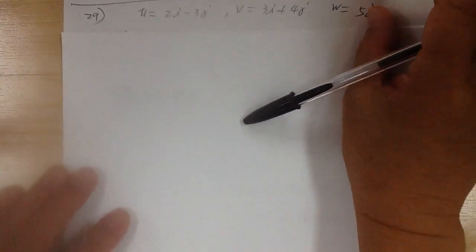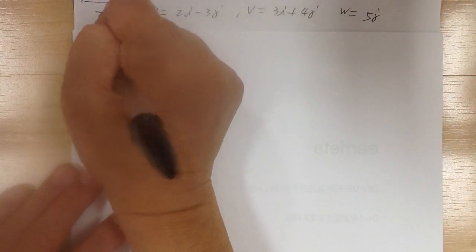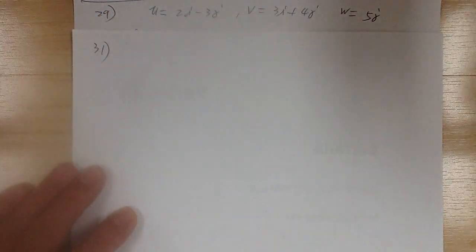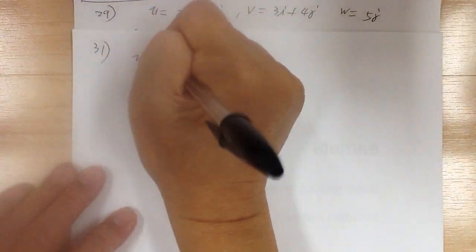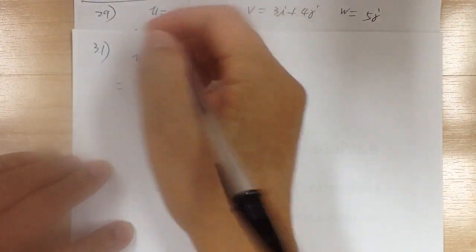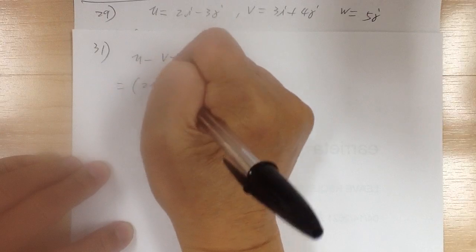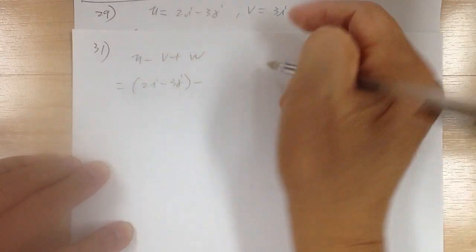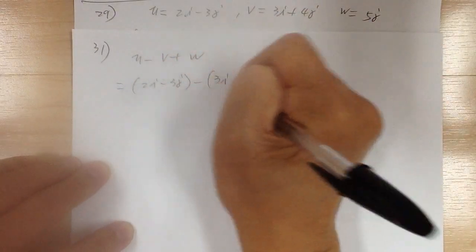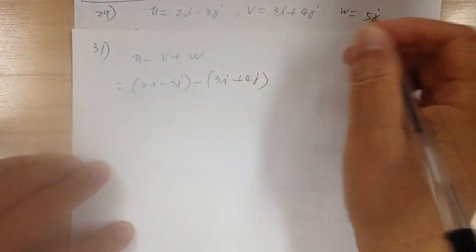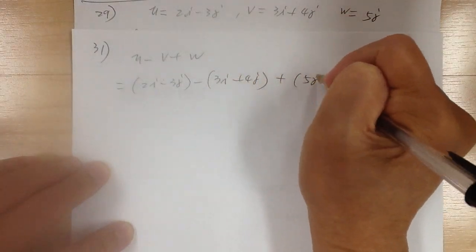Okay, I'm going to keep this over here. Okay. So number 31. You're looking for u minus v plus w. Okay, so just substitute everything in. So u is 2i minus 3j, minus v is 3i plus 4j, plus w is 5j.